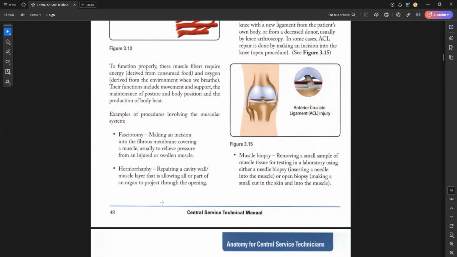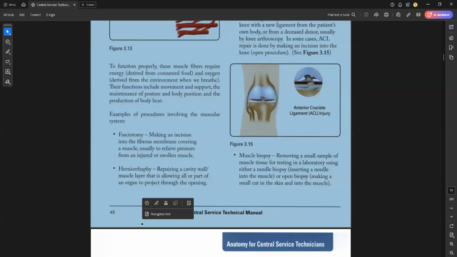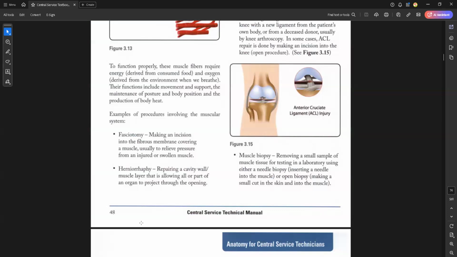Then we also have herniorrhaphy, repairing a cavity wall, a muscular layer that is allowing all or parts of an organ to project through the opening. So herniorrhaphy. The raphy there, if you remember, well, I can give this as a trial or assignment. Raphy, what does it mean? You can go back and look it up. Thank you, director, for underlining that. It is also a suffix. And when you read, it is there.